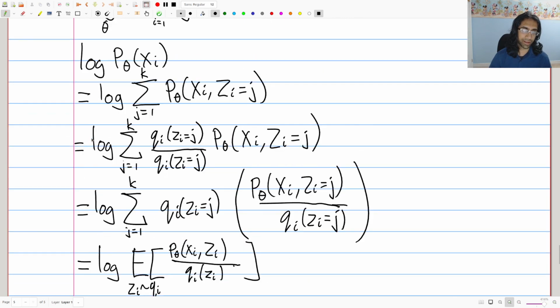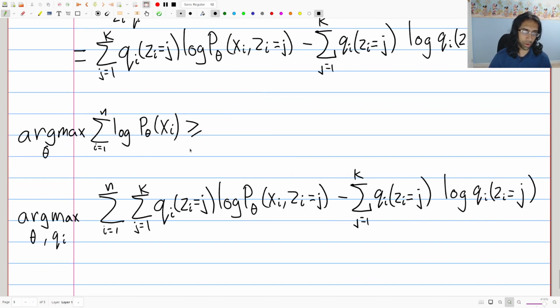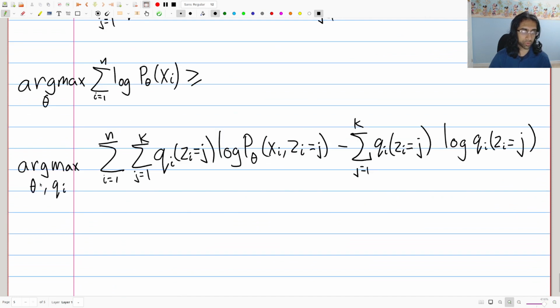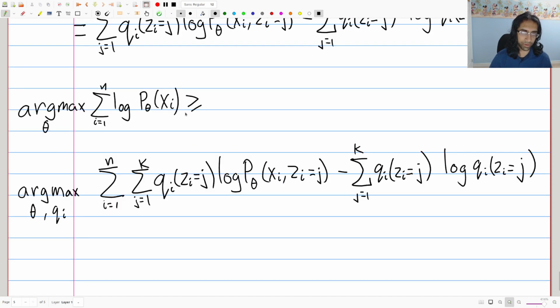But the thing is, if you want this inequality to be as tight as possible, you're going to want to try to maximize this. The reason you want this lower bound to be as large as possible is because you're really trying to find the parameters which maximize this. For example, if this inequality is loose, then you're not going to be able to do very well at maximizing it. So yeah, there's kind of two maximizations here. This theta corresponds to this one, and simultaneously this Q is trying to make sure that this inequality is as tight as possible.